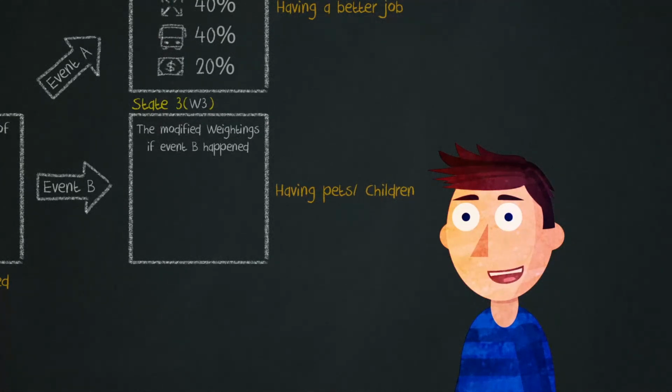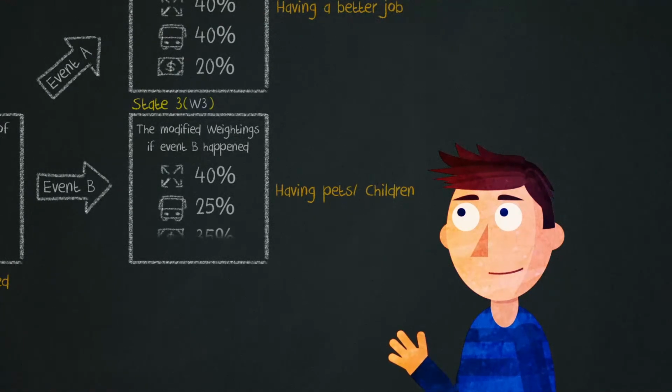In this state, the weighings of the criteria become different again. This is because under this scenario, you may care about the size of the house more than you did before. Let's say the weighings under this scenario are 40% for size, 25% for accessibility, and 35% for price.